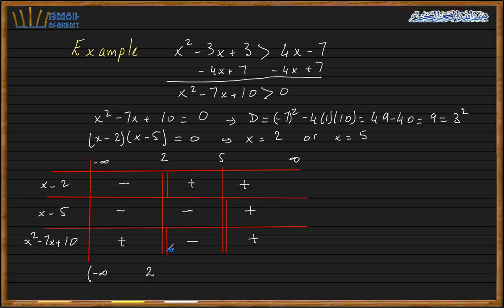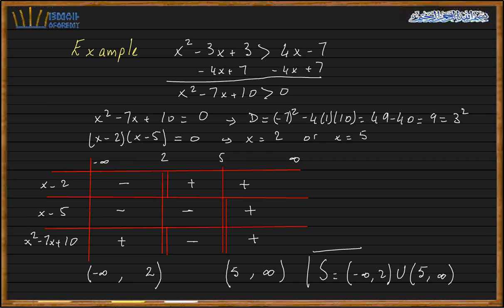You see, because this is a double line, I will not include the 2, so I will use parentheses. And here I have 5 to infinity. So these are my two intervals where this expression is positive. So my solution will be minus infinity to 2, and we use that notation, which is union. That means combine those two intervals. So this is my solution for that expression.